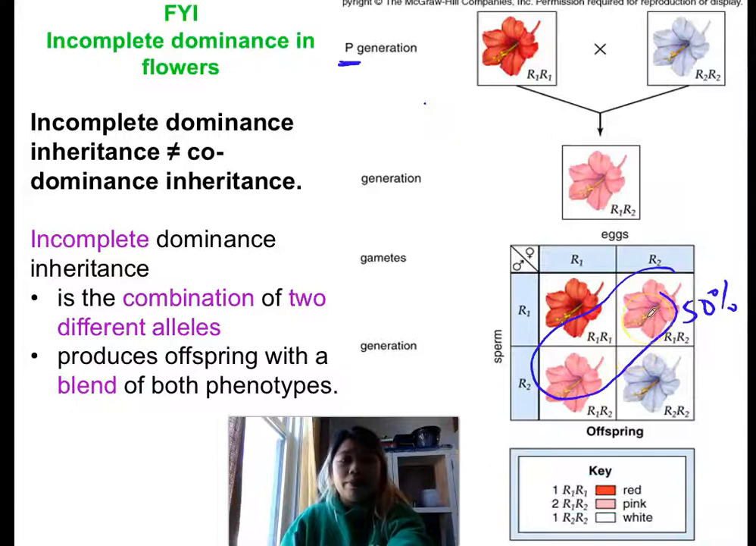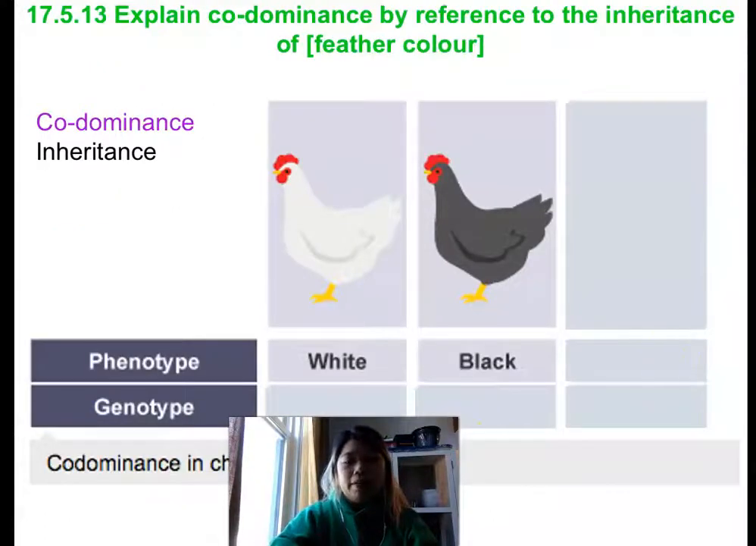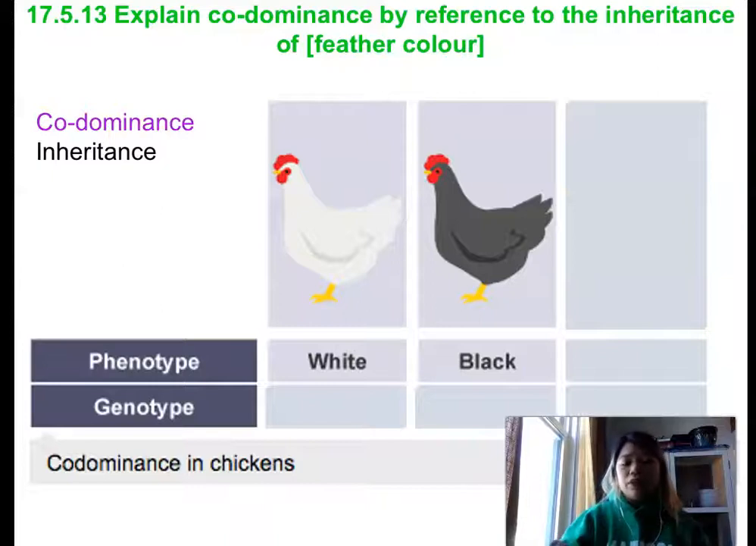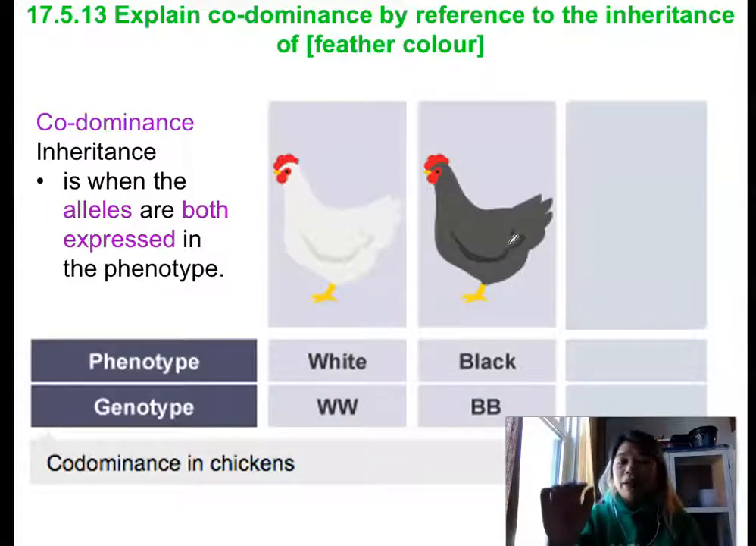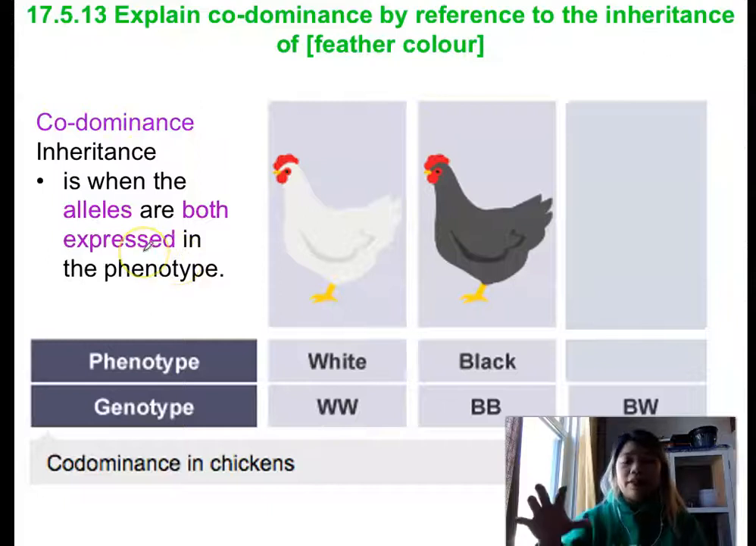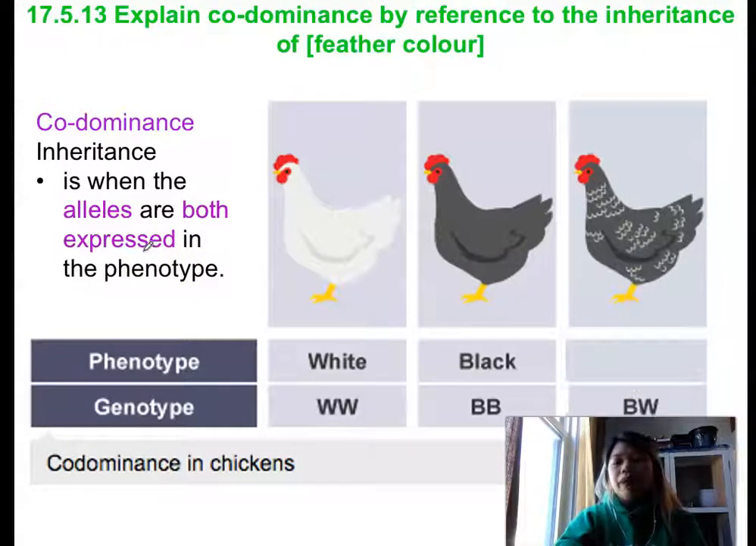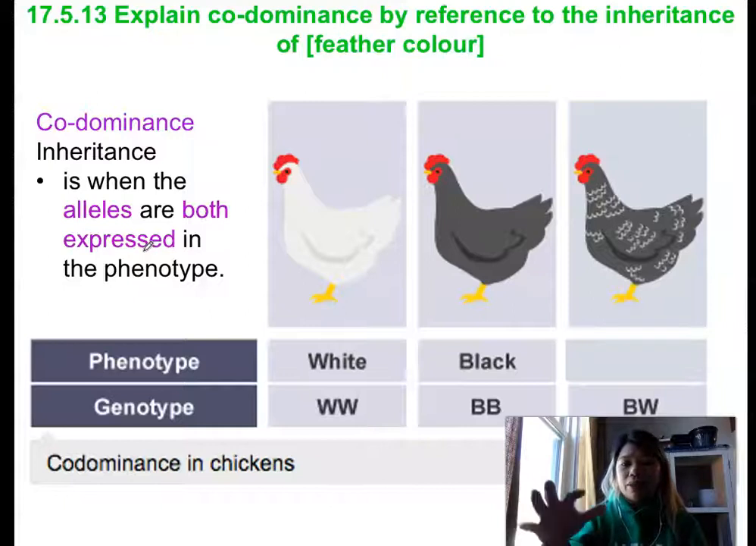This is important because if you compare this to codominance, alleles that are codominant to each other, what this looks like is if we're comparing a white feathered to a black feathered chicken, both alleles are going to be expressed. So if you look at their genotypes, they're homozygous, WW and BB, big letters because they're codominant. So the heterozygous form is BW. And because the alleles are both being expressed, not one is masking the other, you get a speckled chicken, so it has both the white and the black feather colors in its phenotype.